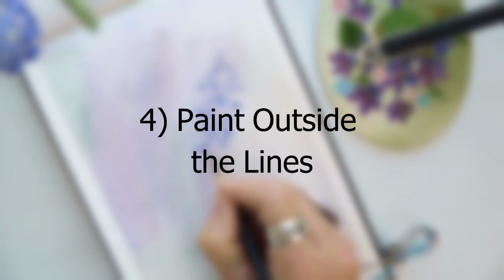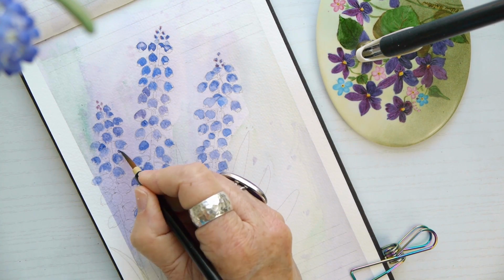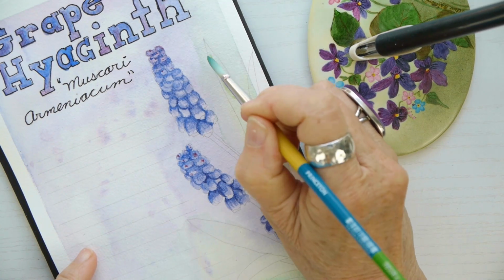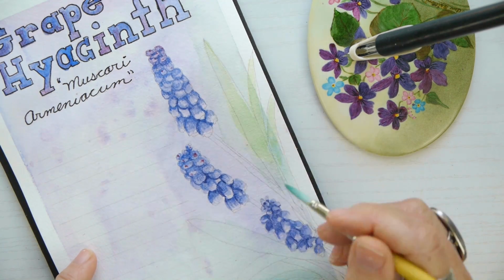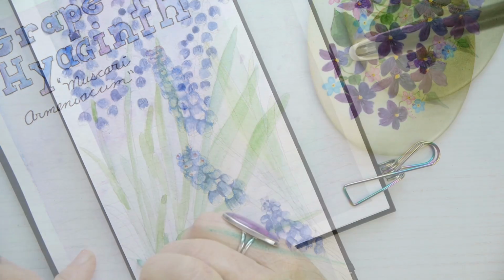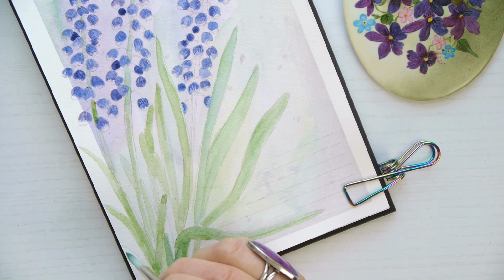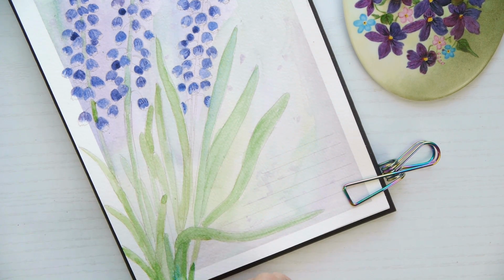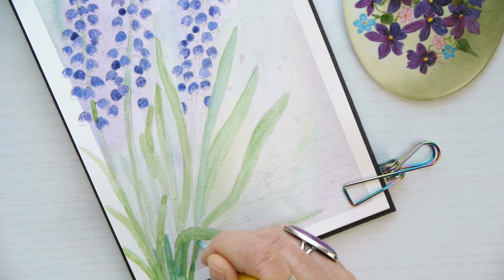Number four, paint outside the lines. I really love my white borders, but I decided to do something different to make it more interesting. And this time I made the flowers go off the white border, almost like they were laying across the page. And maybe I got that idea when I was laying the plant against the white paper. It just felt right, and I think it makes a more interesting composition overall.